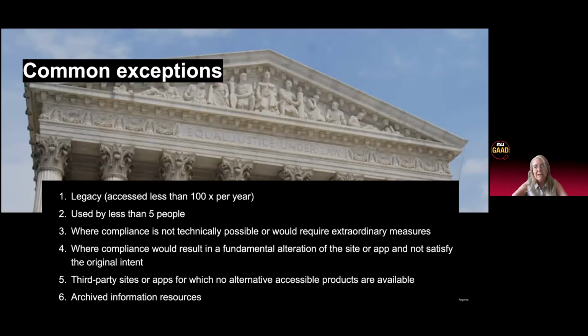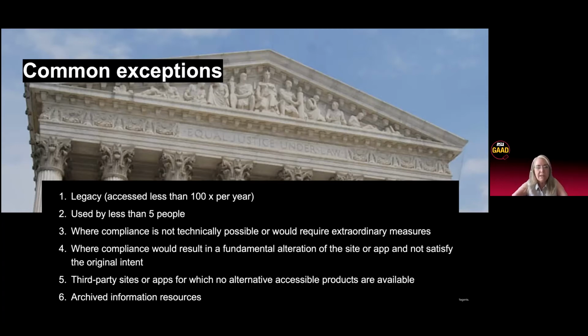In fact, some sites and apps can be fully excluded. For instance, legacy sites and apps, defined as those accessed less than 100 times per year. Sites and apps that are used by less than 5 people. Sites and apps where compliance is not technically possible or would require extraordinary measures, and where compliance would result in a fundamental alteration of the site or application and not satisfy the original intent. Third-party sites and apps for which no accessible products are available, and archived information resources.